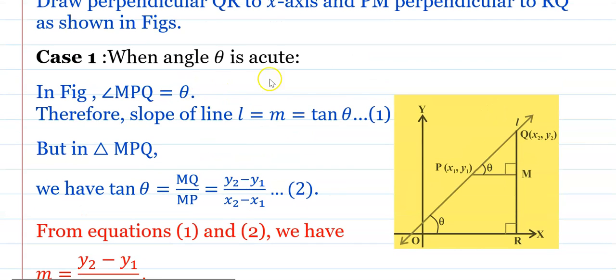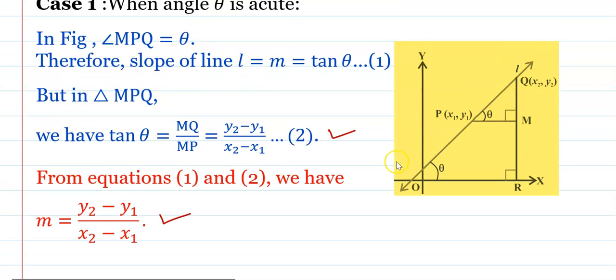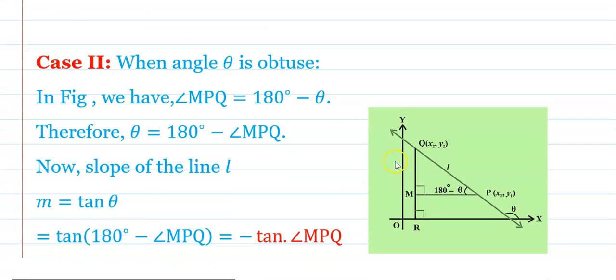First, when this angle is an acute angle, we can find MQ upon MP, which equals tan theta. Therefore, m equals y2 minus y1 upon x2 minus x1. This is the slope of the line L. Now the next case is when the angle theta is an obtuse angle.